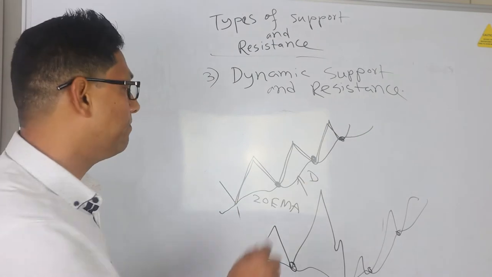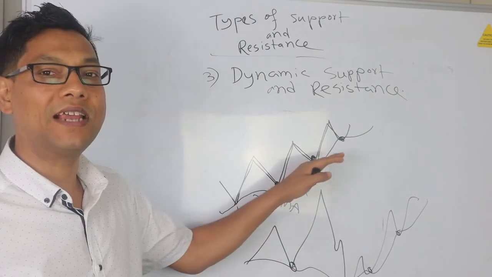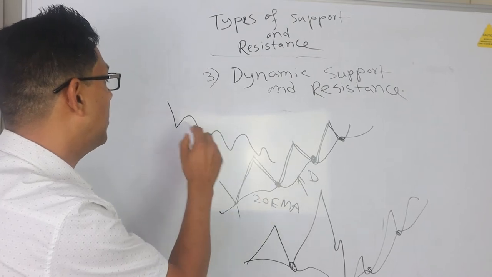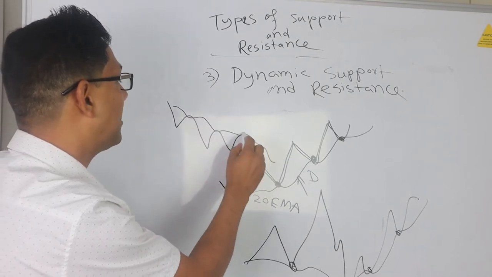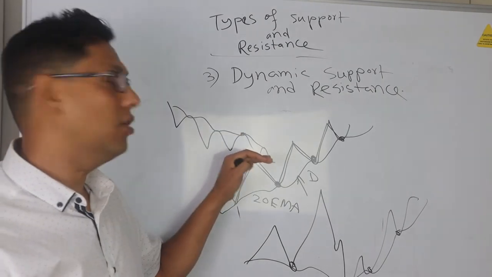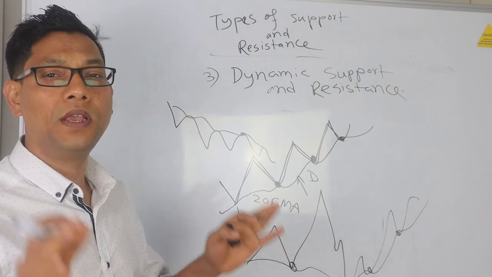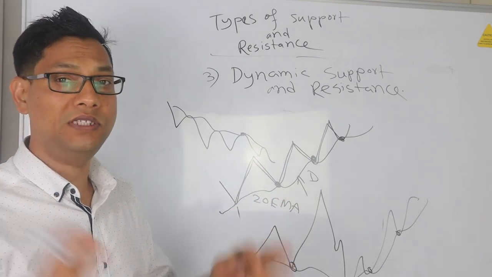So in case of an uptrend, this moving average can act as a dynamic support. In case of a downtrend, if you see the downtrend, then this moving average can act as a dynamic level of resistance. So these are the main kinds of support and resistance.